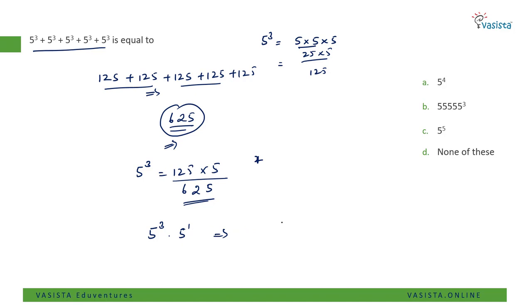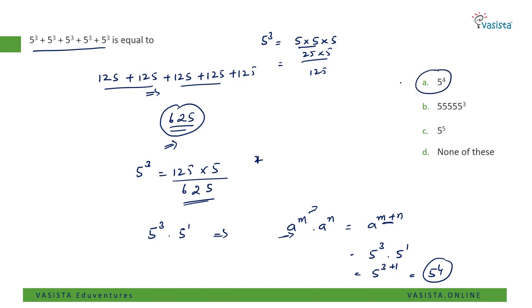So apply the law of indices, that is a to the power of m into a to the power of n is nothing but a to the power of m plus n. If the base is same and the power is different, then you need to add it. So which means 5 to the power of 3 into 5 to the power of 1 is nothing but 5 to the power of 3 plus 1, which is going to be 5 to the power of 4. So option A is the right one.